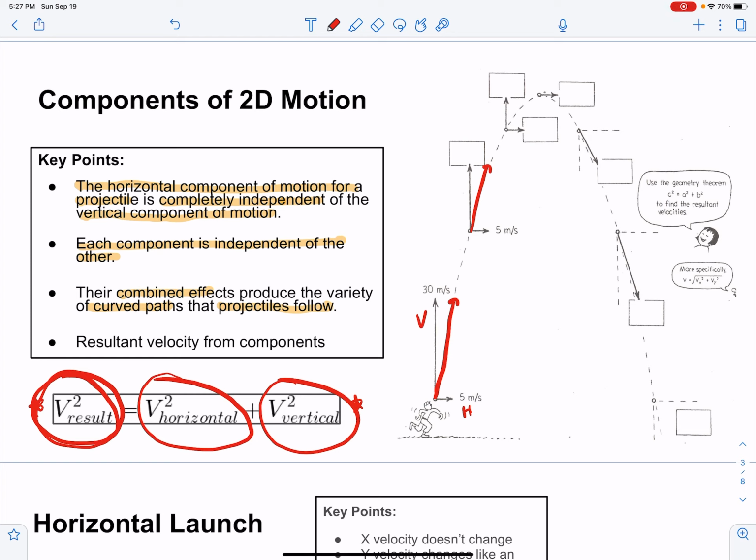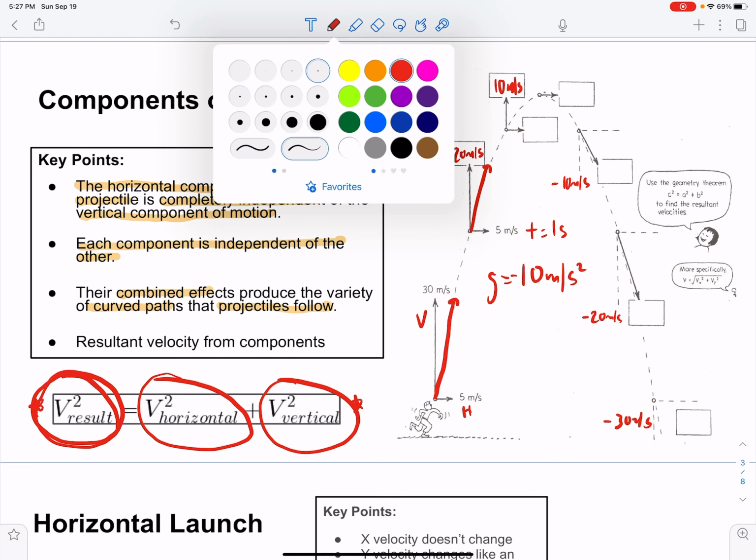If we throw an object upwards and its components are 30 meters per second vertically, 5 meters per second horizontally, after t equals 1 second, we're now at 20 meters per second vertically. Remember, g is the acceleration due to gravity, negative 10 meters per second every second, so 10 meters per second squared. 1 second after that, we're at 10 meters per second. Then we're at 0, negative 10 meters per second, negative 20 meters per second, negative 30 meters per second. These are the vertical components of our velocity.